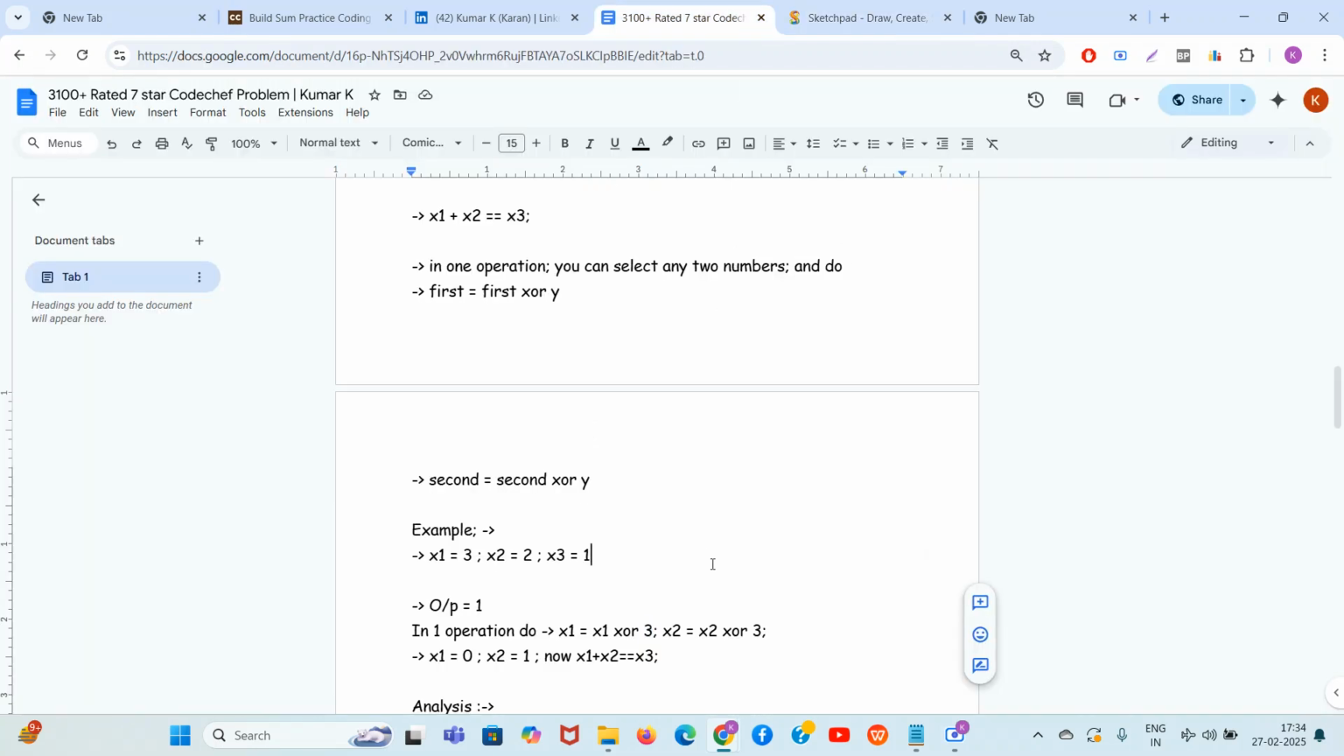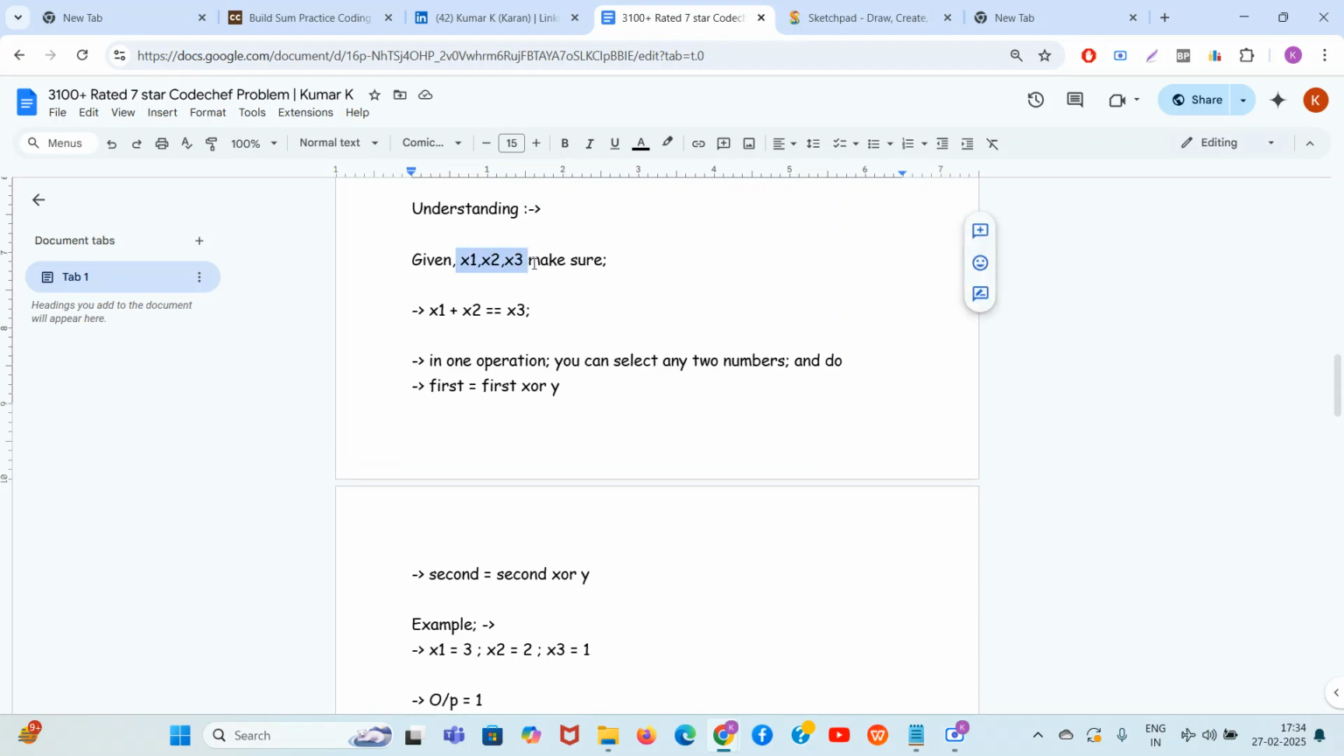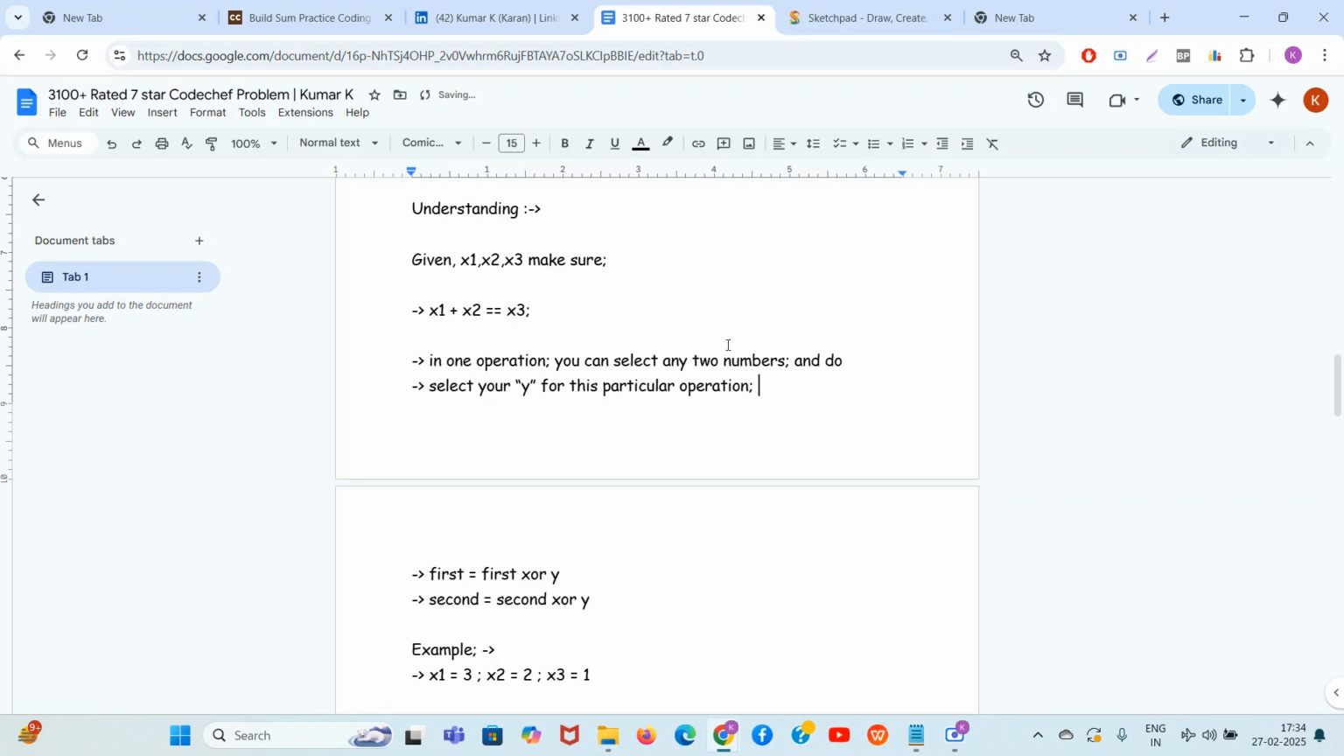You understand that in any one operation, you can select any two of these three numbers and do XOR y on them. That y will be your own choice and this y can change in the subsequent operations. So the y can obviously change in the future. Depending on your needs, you might have to do more than one operation.